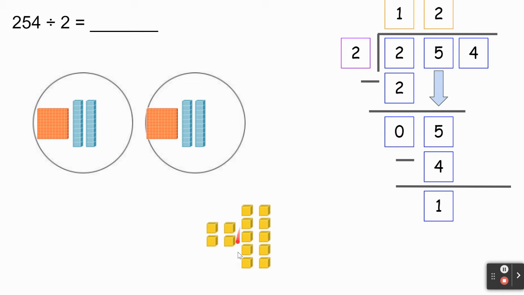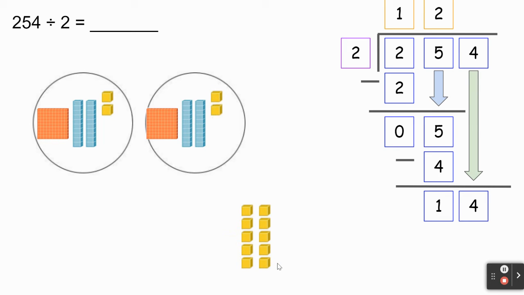So here we have the 10 unit cubes, which represented the rod, and these 4 unit cubes that we already had from our dividend. So we have a total of 14 unit cubes to share. We can represent the 14 unit cubes here by bringing down this next digit 4. This represents the 14 unit cubes that we have to share. Let's go ahead and give each group 1 unit cube at a time until there are no more unit cubes to share.